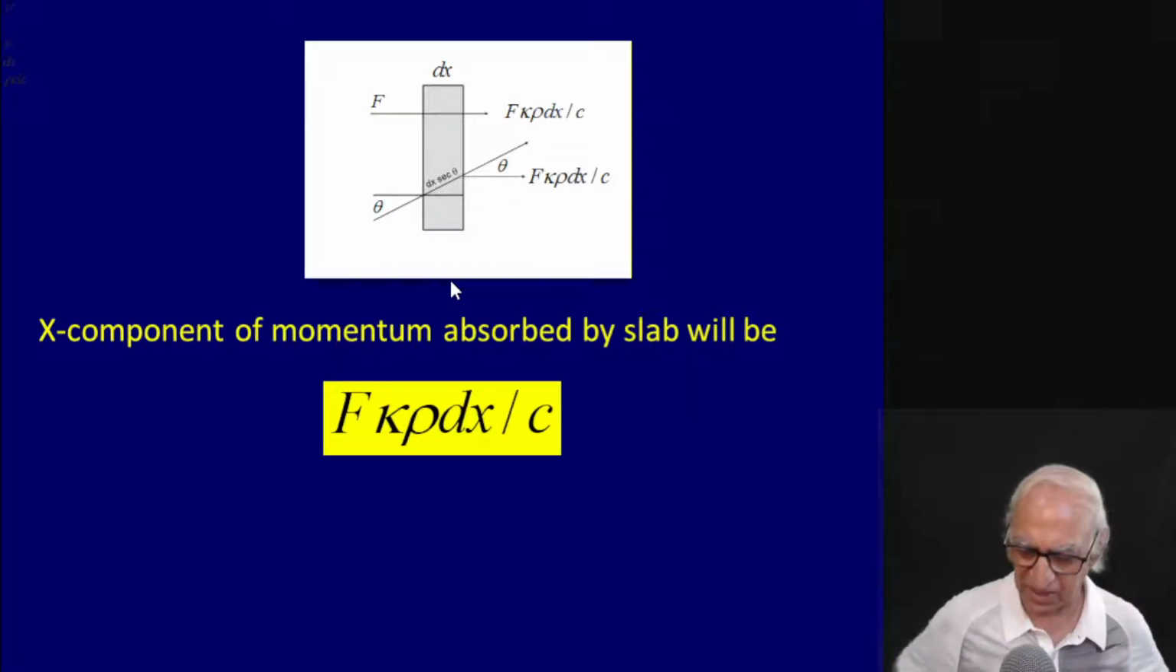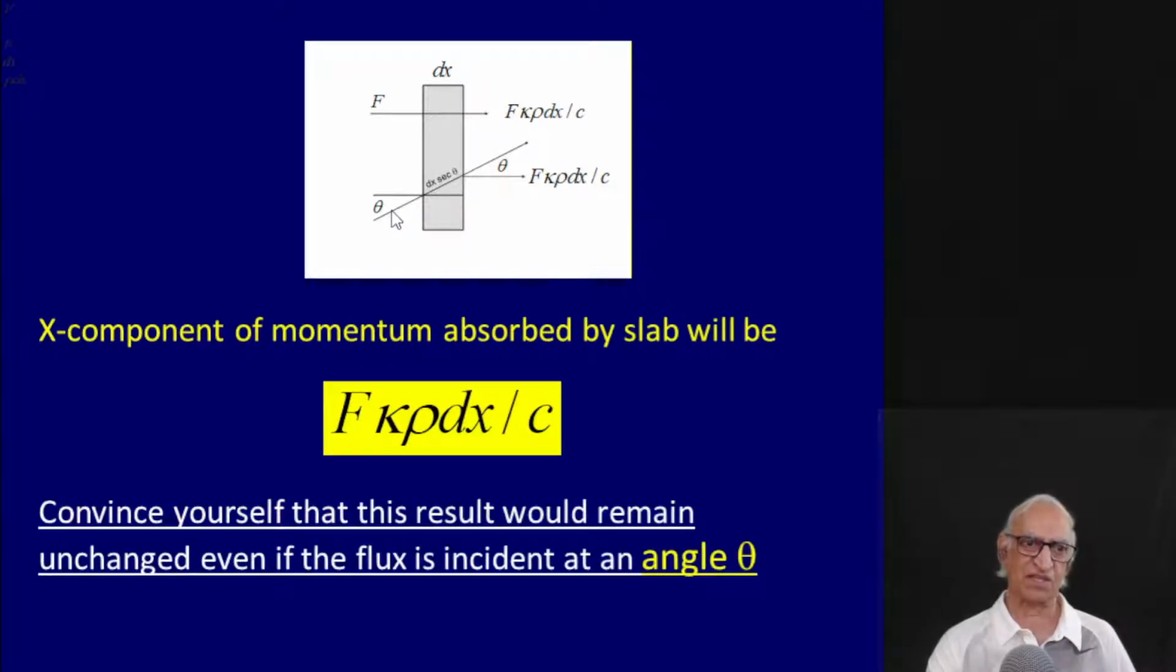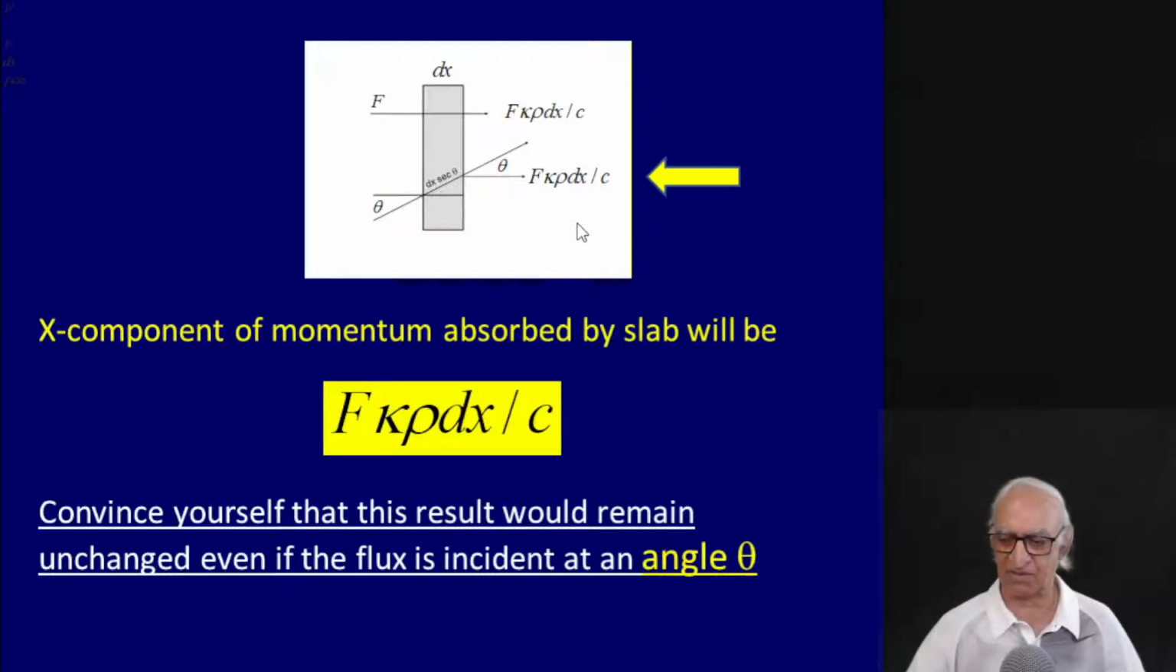That's the same thing over there. The reason why I have written it once again is that in the discussion just now, I have assumed that the flux is normal to the slab. Now, there is no guarantee that the flux is going to be normal to the slab. The flux may be incident at an angle theta, such as shown there. Convince yourself that the result, that the x component of the momentum absorbed will be F kappa rho dx by c, remains unchanged even if the flux is incident at an angle theta. It should not take you more than a few seconds to convince yourself of this.